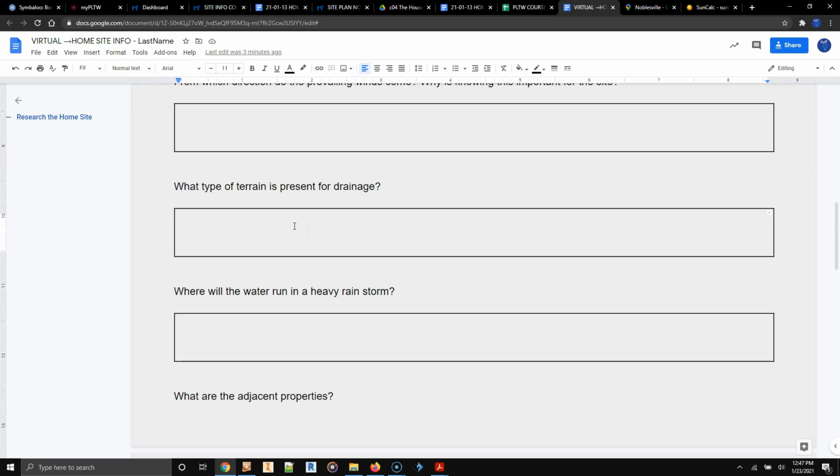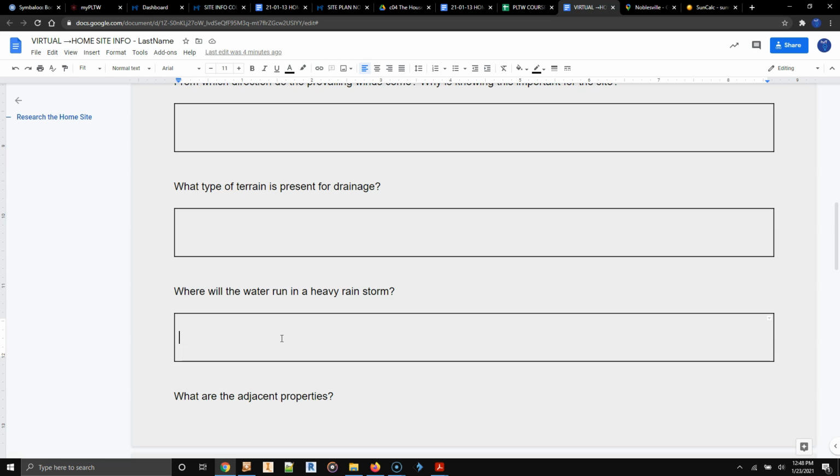So please explain, use the number set you see on the map and explain the terrain and what that means for drainage. So also think about if it rains heavily, what's going to happen in a rainstorm? Where's the water going to go? Is it going to pool on the property, or is it going to drain out into the street?